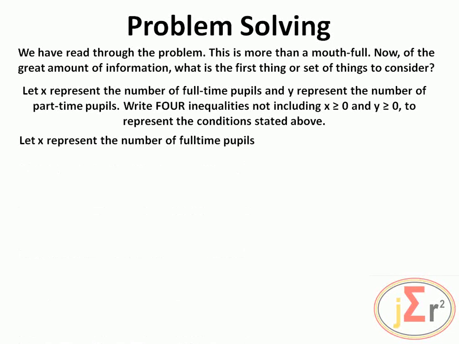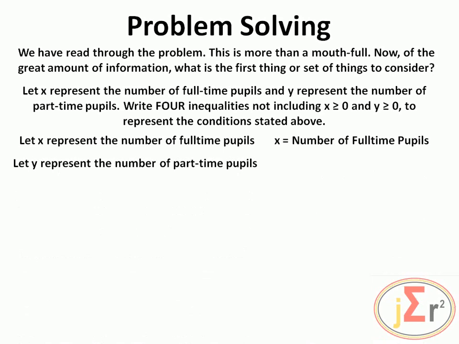So, let X represent the number of full-time pupils. Let Y represent the number of part-time pupils. In a linear programming problem, we need to determine what the variables represent first. So that is our first task in solving a linear programming problem.